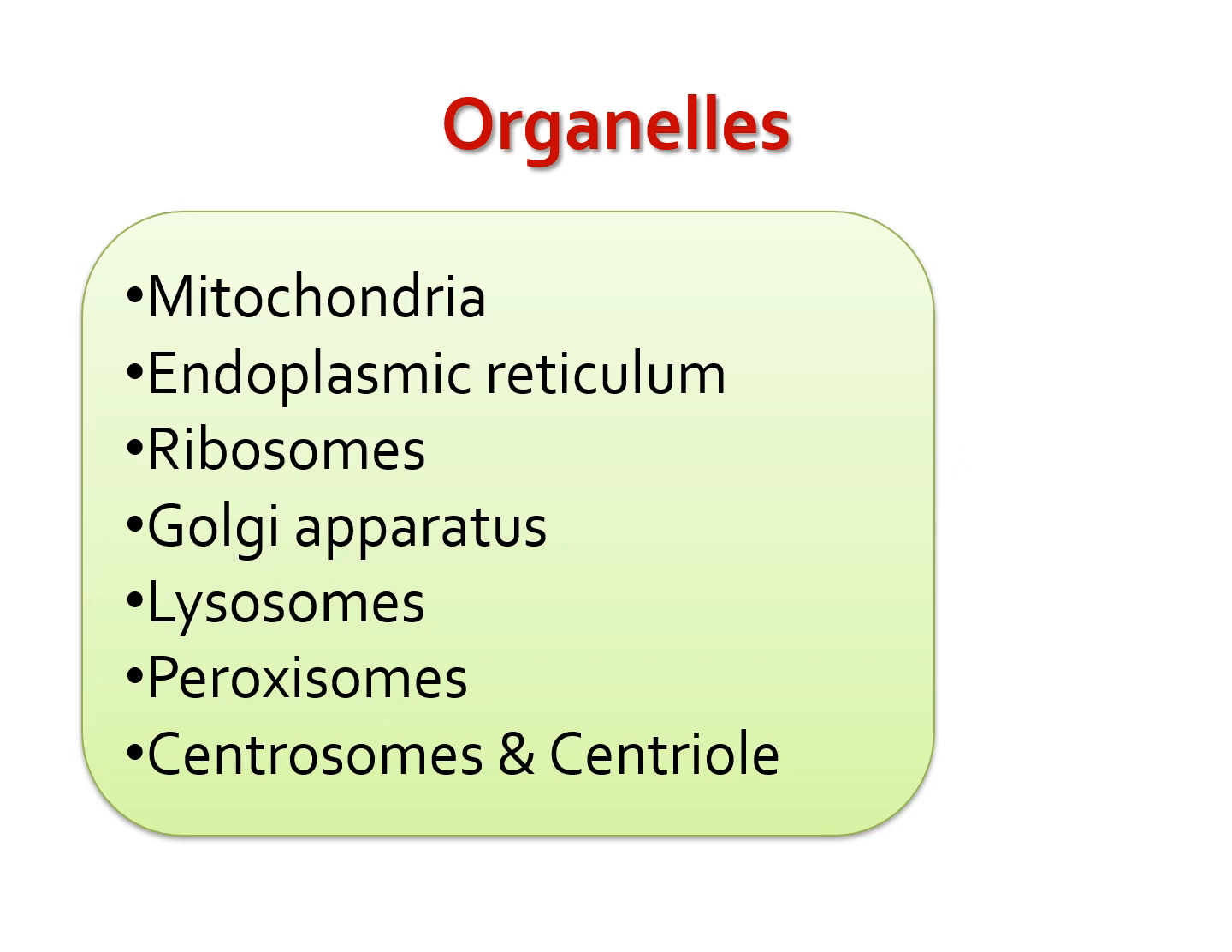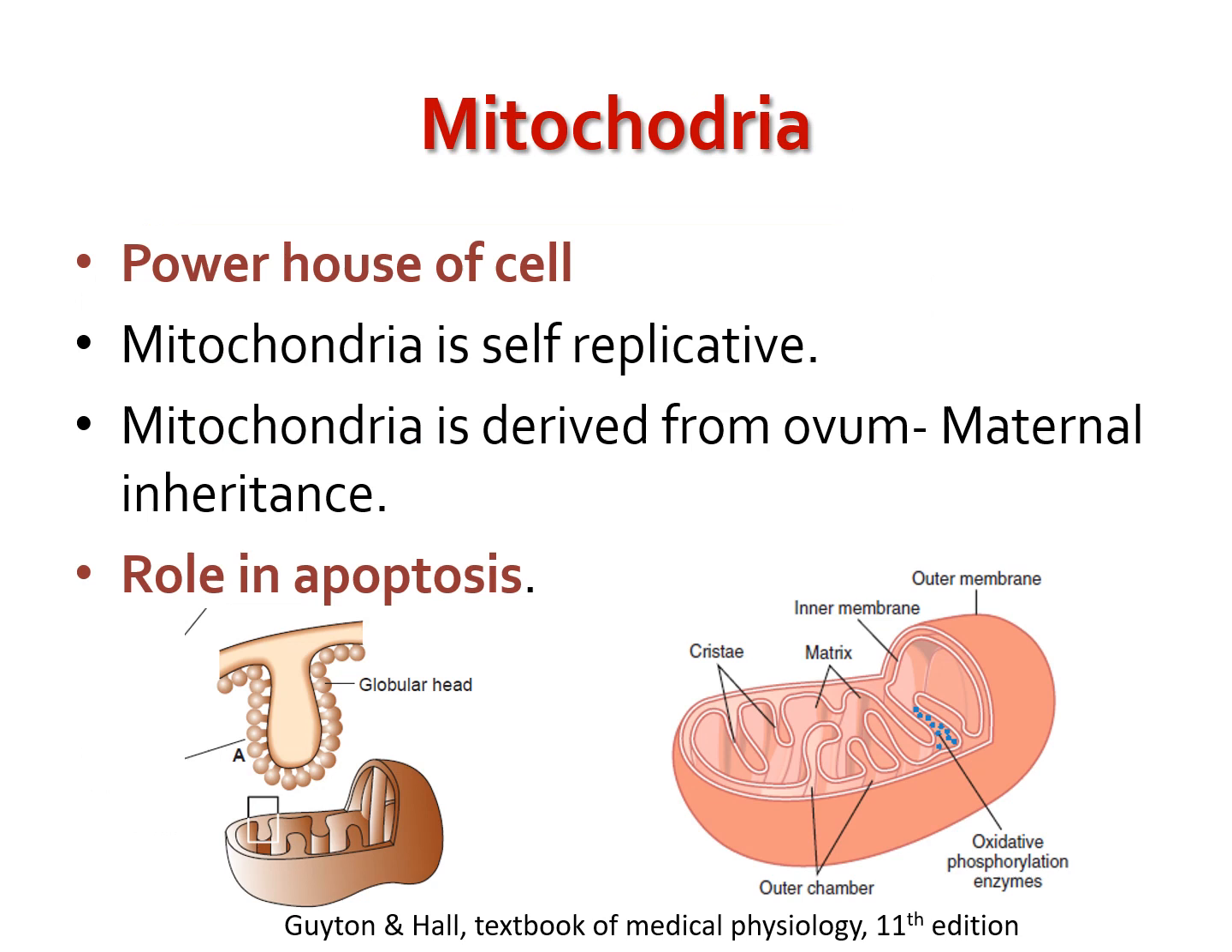So you have seen these cell organelles: mitochondria, endoplasmic reticulum, ribosomes, Golgi apparatus, lysosomes, peroxisomes, centrosomes and centriole. All these are cell organelles. So we can name the cell organelles: mitochondria, endoplasmic reticulum, ribosomes, Golgi apparatus, lysosomes, peroxisomes, centrosomes and centriole.